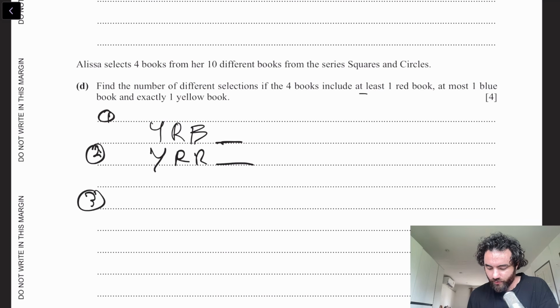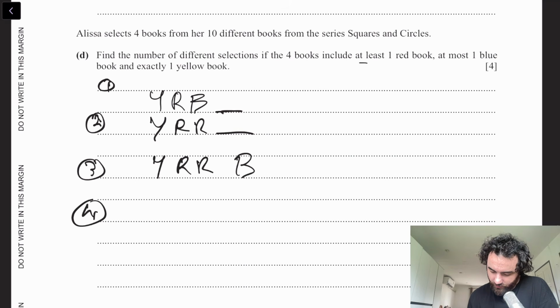And the third could be, we have a yellow, we could have 3 reds? Yeah, we could, but it doesn't matter. At least 1 red, 3 reds: red, red, red. At least 1 red and at most 1 blue. We could have this. I'm just thinking of all the ways that we can do this: yellow, red, at most one blue. What else is there?